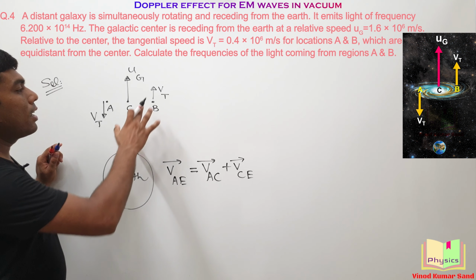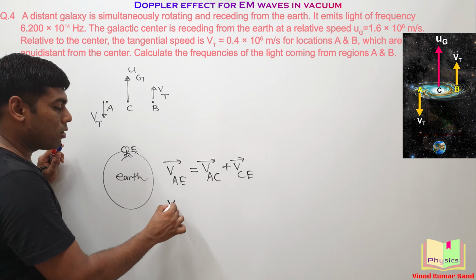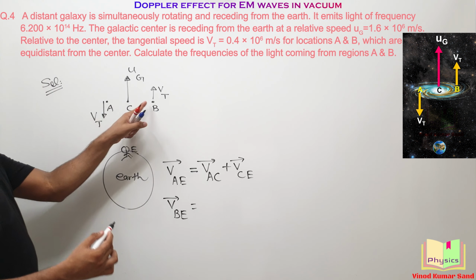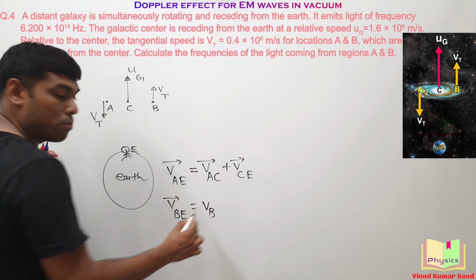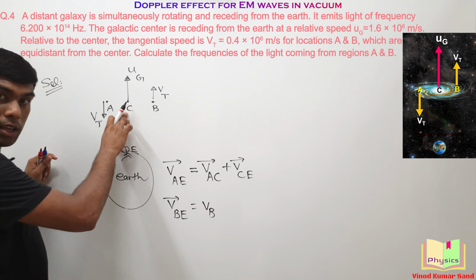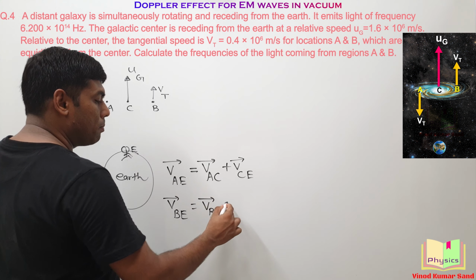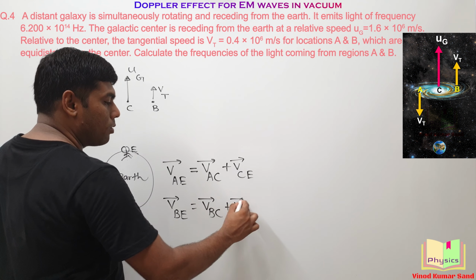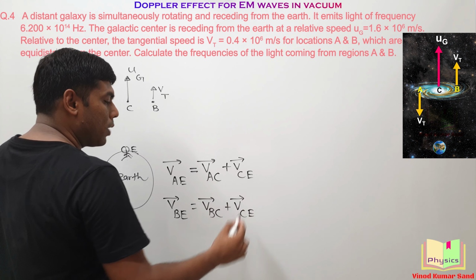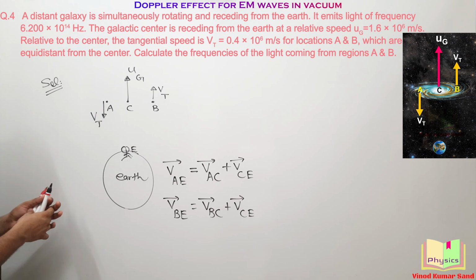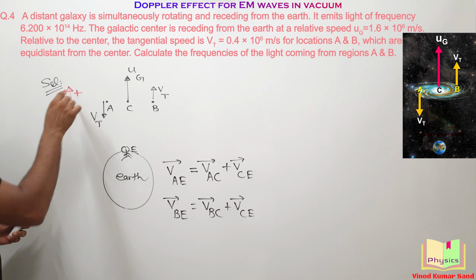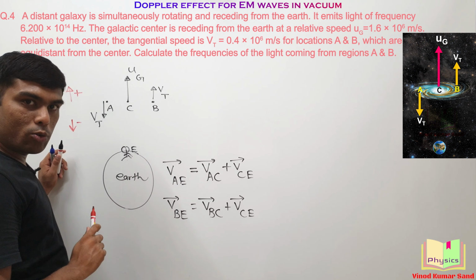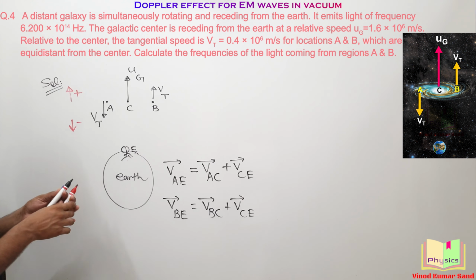Now similarly, we can write for B. Velocity of B with respect to the Earth is equal to velocity of B with respect to the center of galaxy plus velocity of the center of galaxy with respect to the Earth. Do you agree? Here we are using the vector sign, so I'll designate the positive and negative direction, because in vectors we need to take care of the directions.